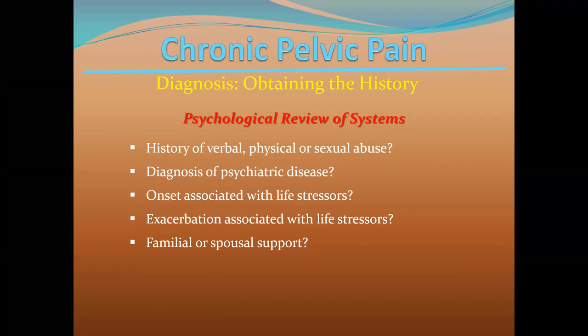Psychological review of the system: history of verbal, physical, or sexual abuse, or a diagnosis of psychiatric disease, or onset association with life stressors, exacerbation association with life stressors, familial or spousal support.